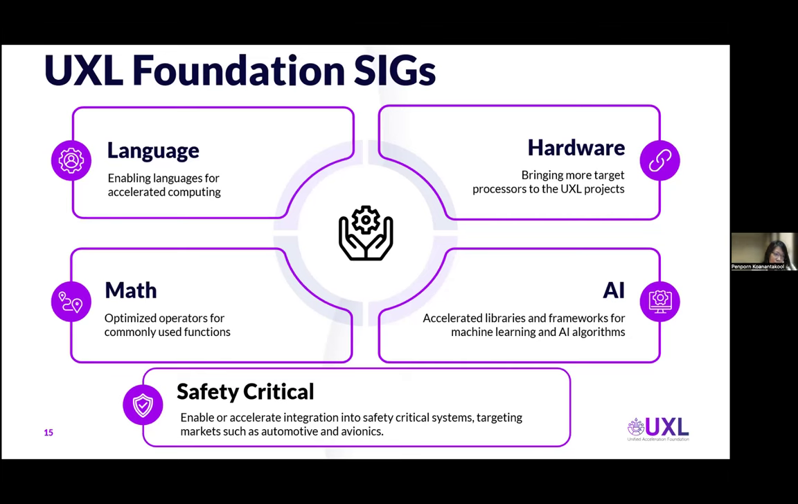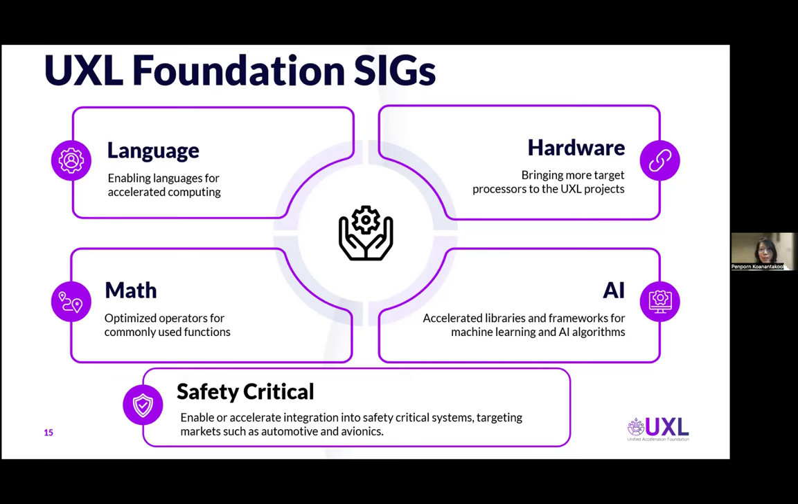The SIGs are meeting about once a quarter, and we try to not overlap each of the SIGs, so if you want to attend more than one call, you can do that. And let me go back to the components again, sorry. The language SIG will cover topics like SYCL programming models, the DPC++ language, and oneDPL, which is the oneAPI data parallel C++ library.